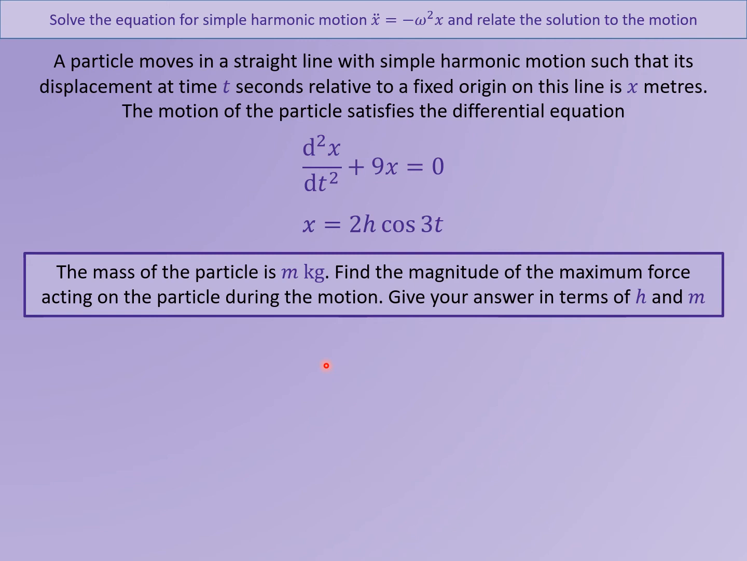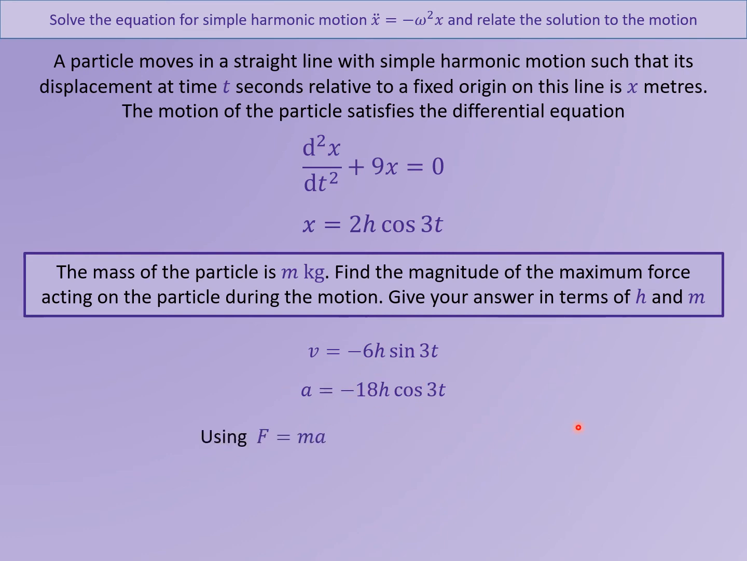Given the answer in terms of h and m, so we're looking for, find the magnitude of the maximum force acting on the particle during the motion. Okay, and of course the force is all to do with its tension. So we've got its velocity just there. Now that's no good. We don't need that in the equation. We do need its acceleration. So its acceleration at any point in its motion is calculated using that. Okay, so at different times the acceleration is at different values.